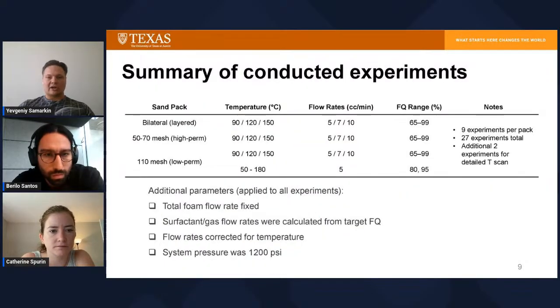So this is a table that contains information about all my experiments. I did them at 3 different temperatures and 3 different flow rates. And in each experiment, I varied foam quality from 65 to 99%. It's also important to mention that I kept 1200 PSI of the back pressure in all of my experiments.